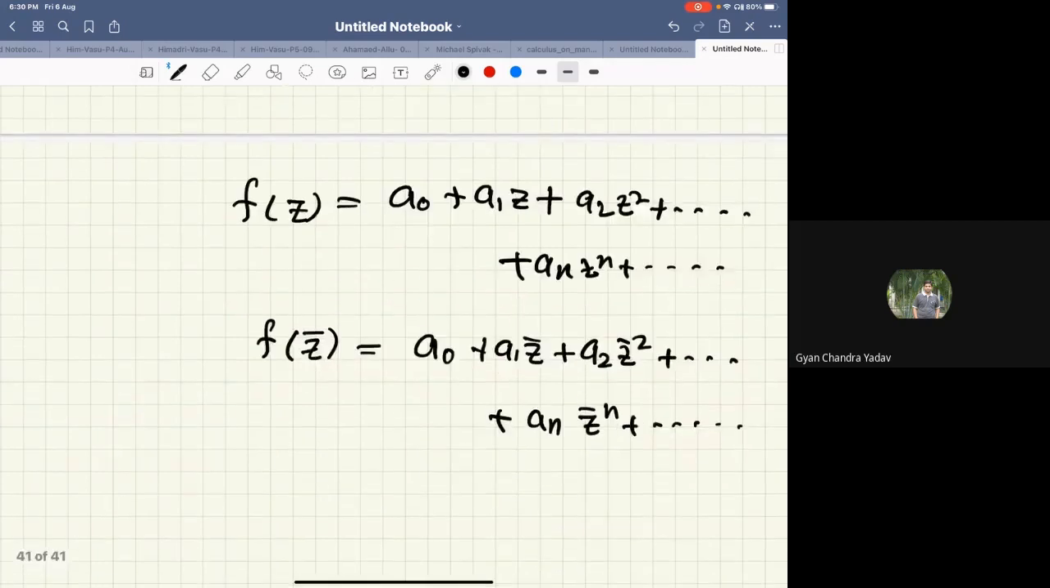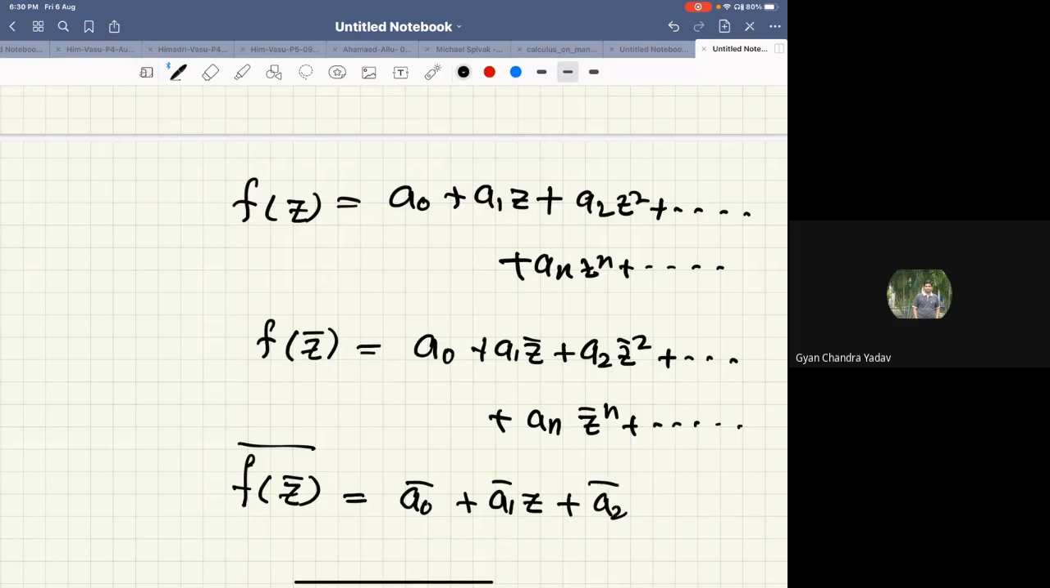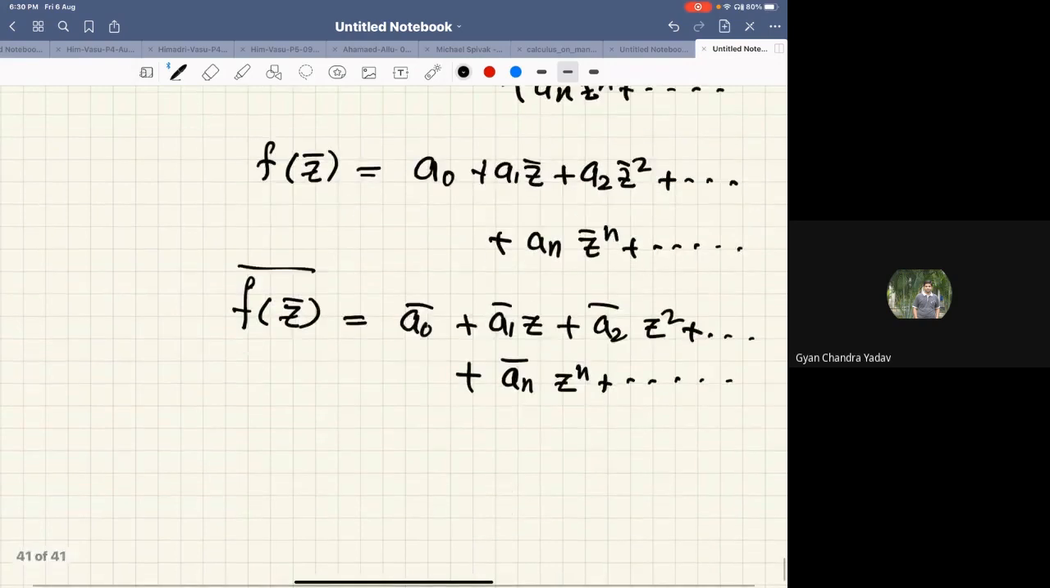Now you are taking the conjugate of f of z bar. That is a0 bar plus a1 bar into z plus a2 bar into z square and so on, plus an bar into z to the power of n and so on. If you write this in the power series expansion, this is nothing but summation n equals 0 to infinity of an bar into z to the power of n. Am I right?